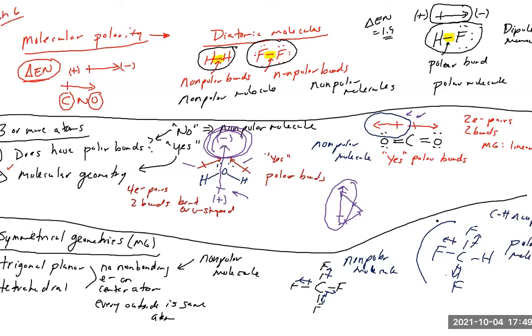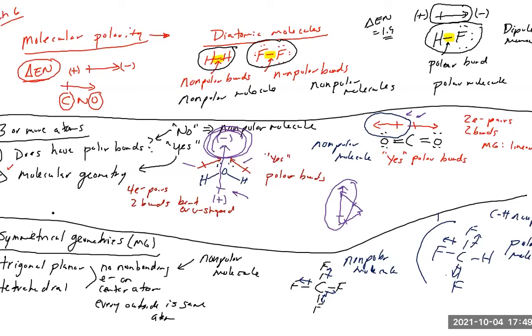So if you have one of these geometries and you do not see dots on the center atom when you draw your Lewis structure, and everything on the outside is the same element, it's a pretty safe bet that it's going to be a non-polar molecule. If you have no dots on your central atom and everybody on the outside is not the same element, then it's a pretty safe bet that it's going to be a polar molecule. Any questions on that?